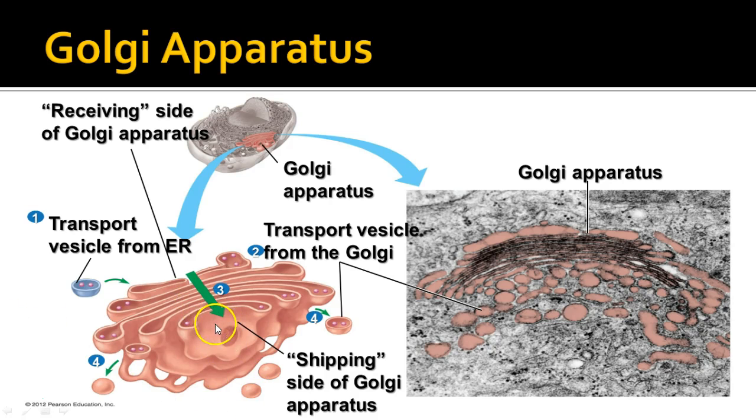And as it moves through, it ends up on the shipping side, and it pinches off into a little vesicle here that can then move to the cell surface and be exported from the cell. This is an actual micrograph that has been colorized, showing you the Golgi apparatus, the receiving side, and the shipping side here inside a cell.